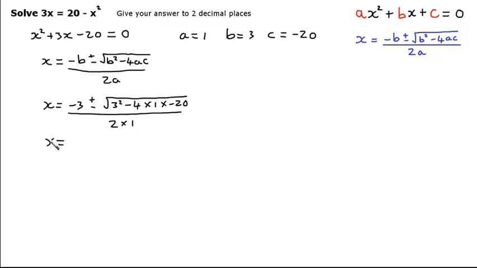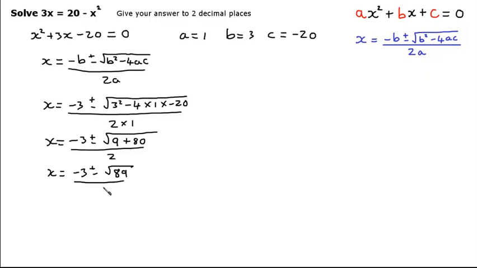Okay, simplify a bit more. Minus 3 plus or minus the square root of 3 squared, which is 9. Now, this bit you've got to be careful of. We've got negative 4 multiplied by 1 is negative 4, and then multiplied by negative 20. Now, negative 4 multiplied by negative 20 is positive 80. And then 2 times 1 is 2. So that's x equals minus 3 plus or minus the square root of 89 all divided by 2.